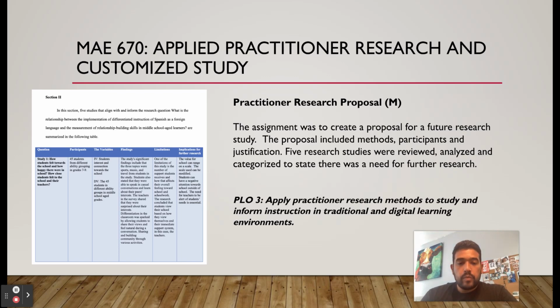to me. And so I chose PLO3 because it applies practitioner research methods. And because of all the experience I had throughout the program doing this, I felt like I was able to get to that point of mastery.